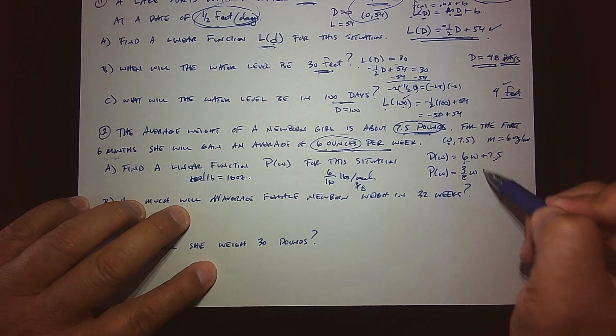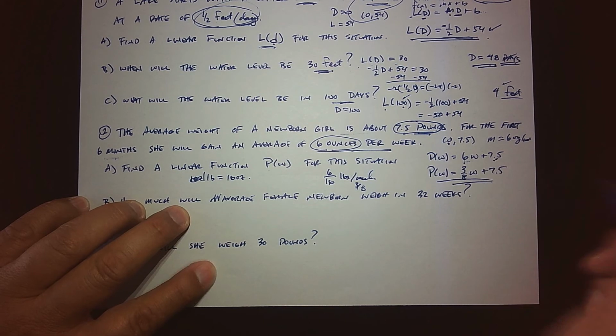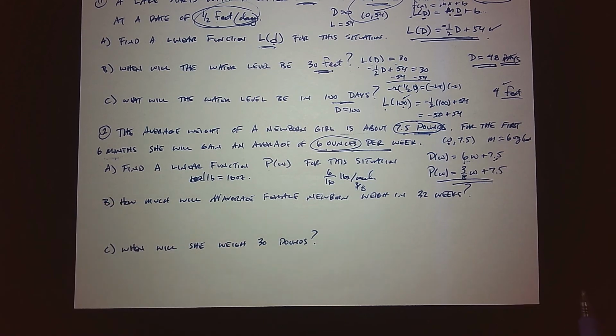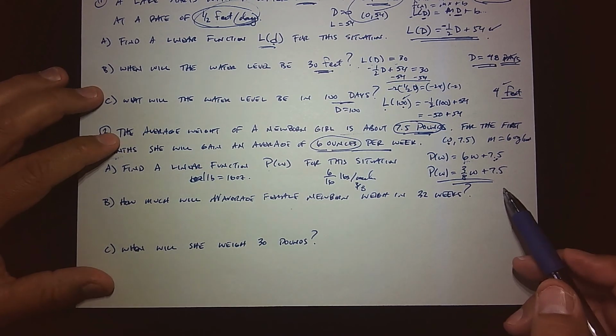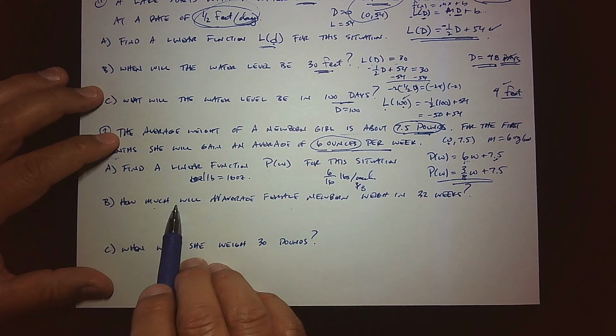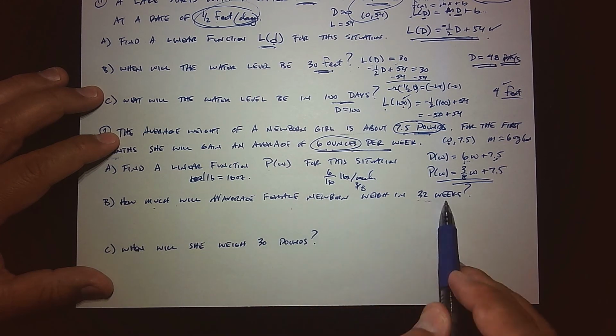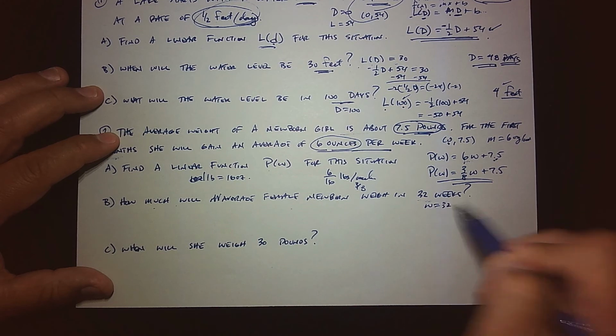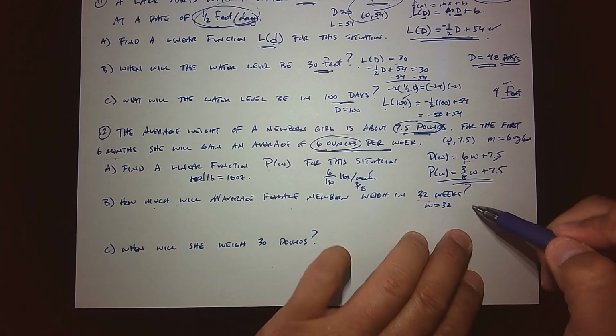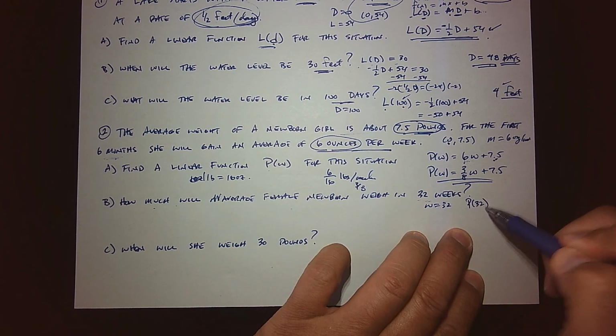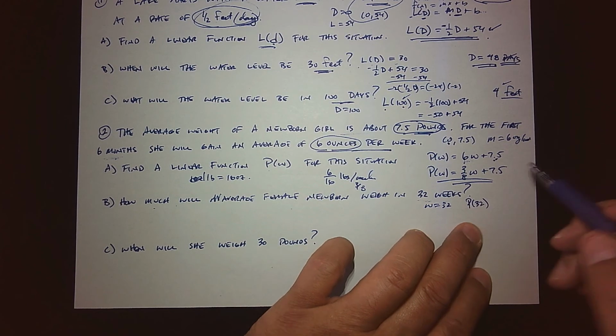We multiply that by the weeks, and we add 7.5. So there would be our linear model. We had to be a little careful there because the units were off. Now that I have the model, I can make some predictions. So how much will an average female newborn weigh in 32 weeks? Well, they're telling us that W is 32. So functionally speaking, we are being asked to find P of 32.